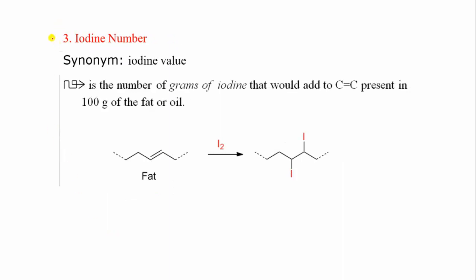Now, third is the iodine number. It is also known as iodine value. Iodine value is the number of grams of iodine that would add to the carbon double bonds present in 100 gram of fat or oil. Means here is an unsaturated fat. So this iodine is added to the double bond, and it is converted to a single bond. So unsaturated is converted to saturated.